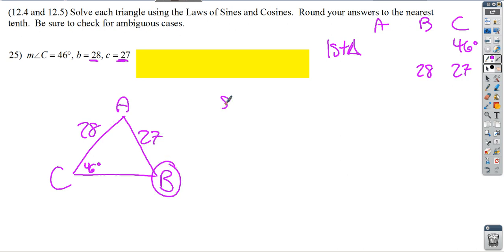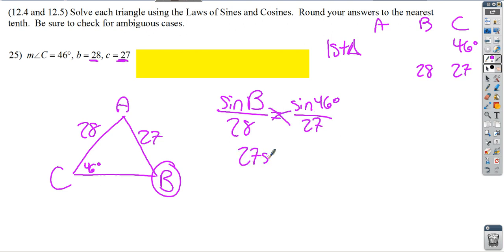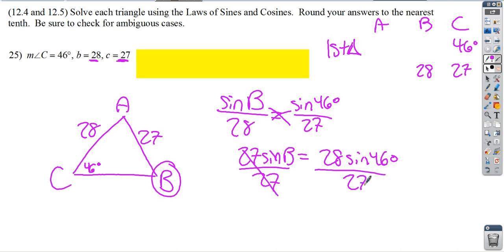So let's start by finding what angle B is. Sine of B over 28 equals sine of C, which is 46, over 27. We'll cross multiply. 27 sine B equals 28 sine 46. And we will divide by 27, is that right? Yes, 27. And sine of B equals this number. And then what we want to do is solve for B, which means taking the inverse sine, because that's going to cancel this out.